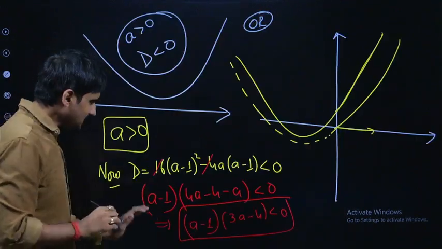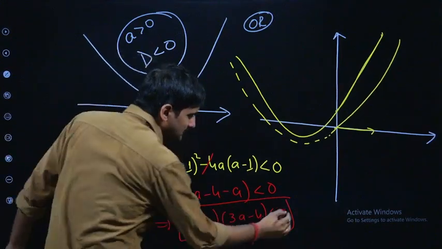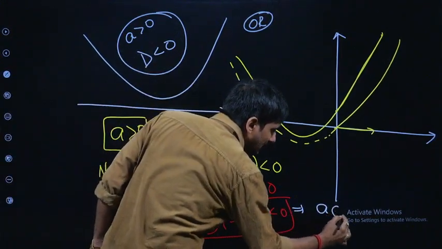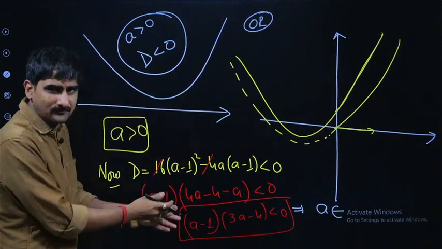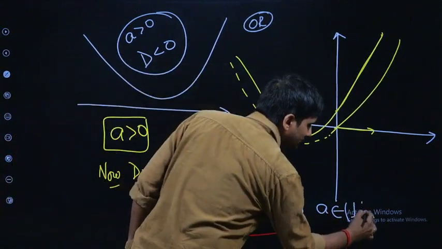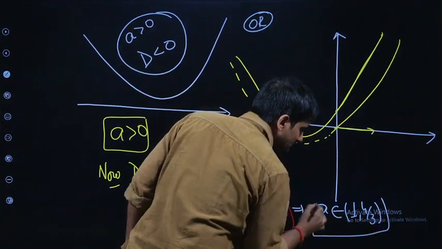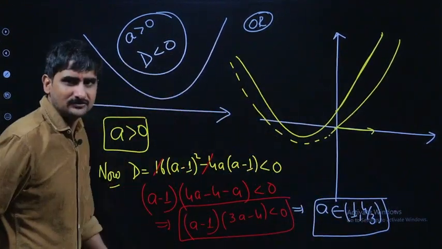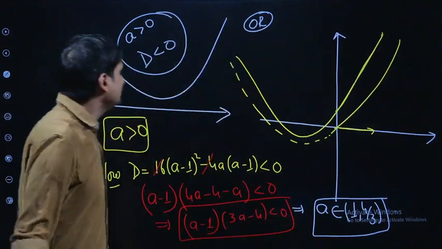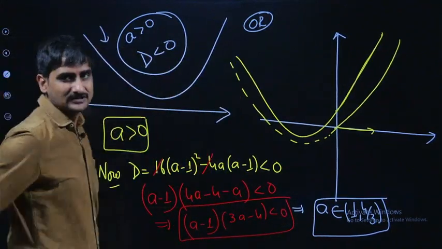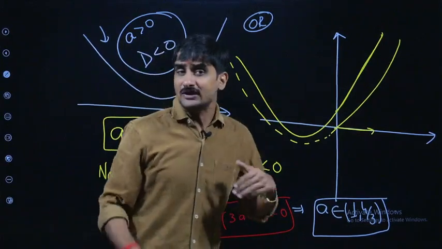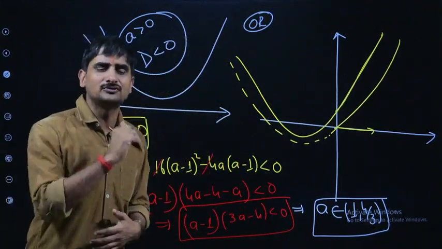Now here we need it to be negative, so this implies a should lie between the roots, and the roots are 1 and 4 by 3, so a lies between 1 and 4 by 3. That's the first condition. This is what we get when we use this condition. Now moving to the second one, when it has real roots but both the roots are non-negative.